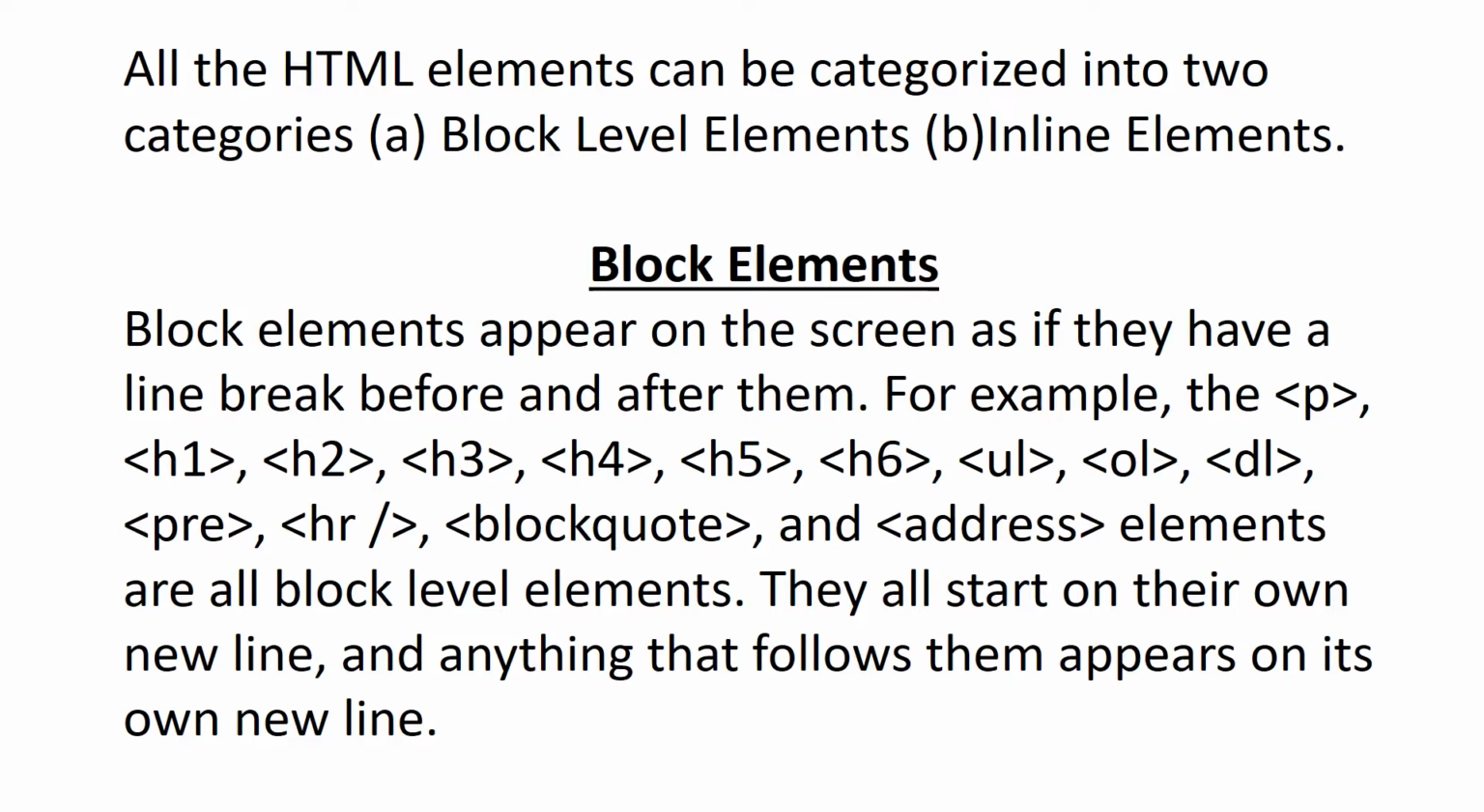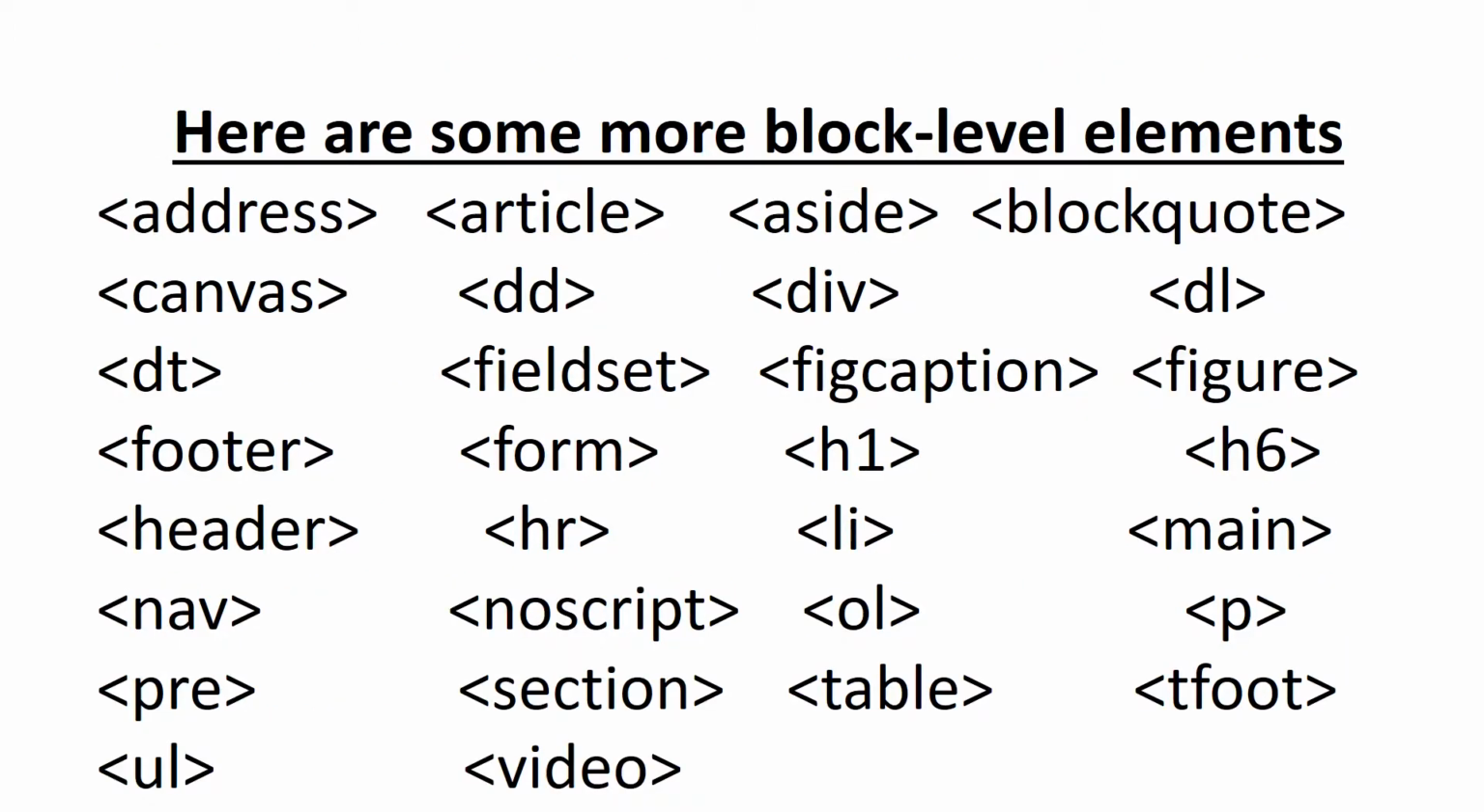So if you see the P tag, just know there's a closing P tag, except for some tags that only have an opening tag and no closing tag, and they are called self-closing tags. Here are some more block element tags. You can see we have article, aside, and blockquote. Understand how you can use them, the places where you can use them, and how to use them.